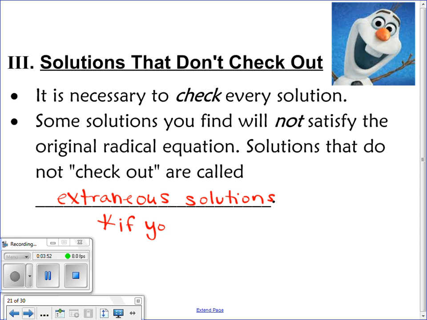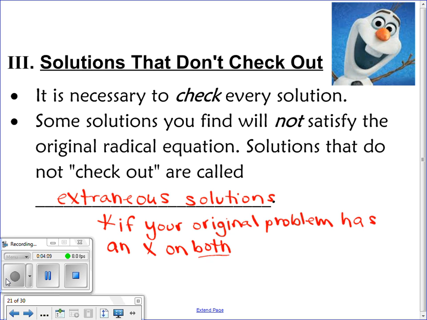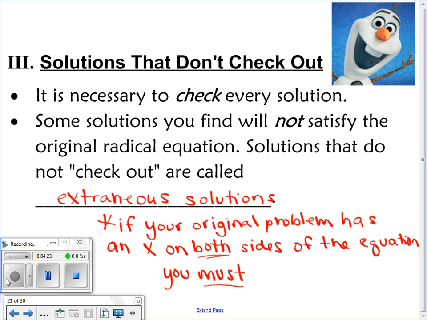Make a note of this. If your original problem has an x on both sides of the equation, you must check your answers. All right, so you have to check.